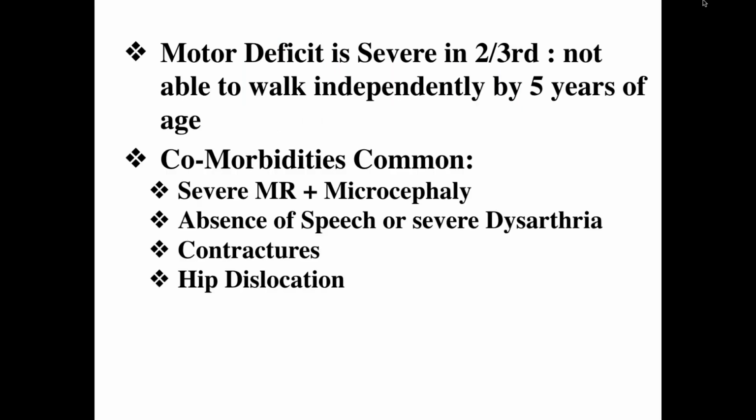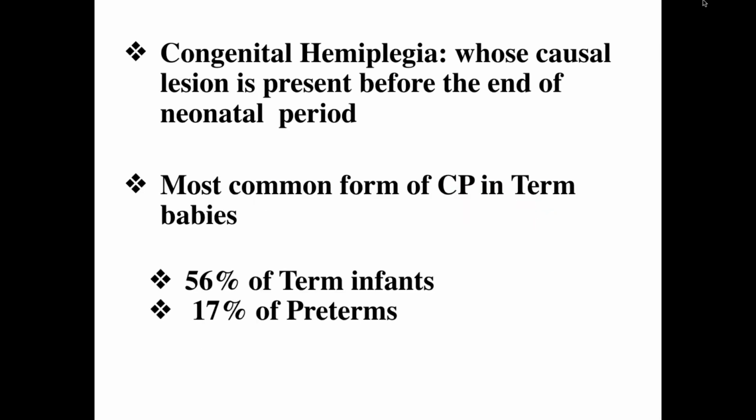Now, this picture is more commonly seen in term babies who have sudden severe birth asphyxia. This is the more severe variant of cerebral palsy, and only few are able to walk independently by 5 years of age. Now we come to hemiplegic CP. This is more easy to understand.